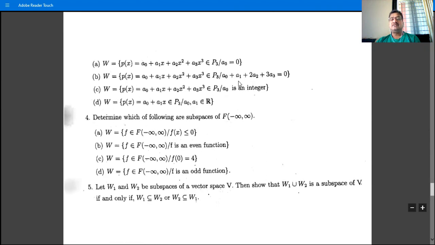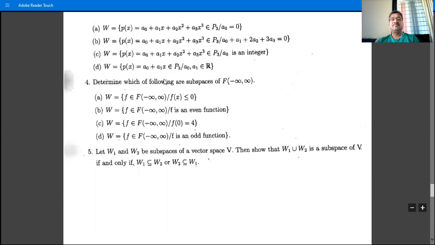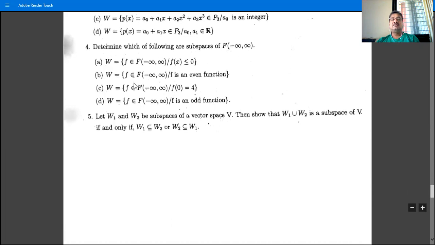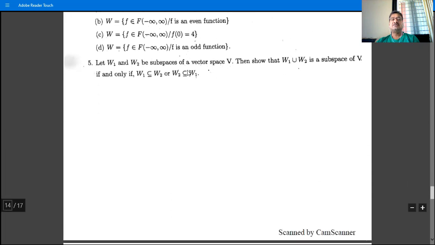Some of them are not subspaces. Is this again a subspace or not? Here a0 is an integer. This is not a subspace, because if you take the scalar as 1/2 and an element of W, then a0 becomes a non-integer, and therefore it is not a subspace. So these are the examples on P3. This is the example on function space.